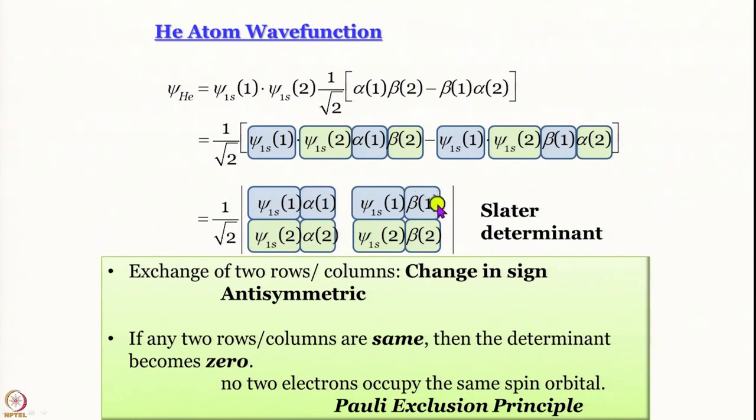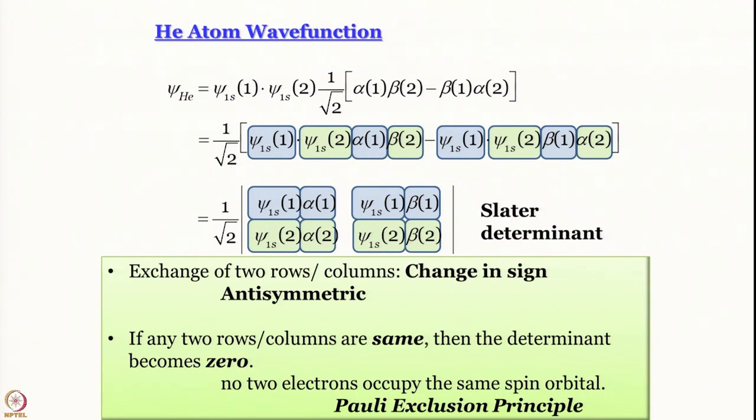of a Slater determinant. The good thing about Slater determinant is that if we just exchange 2 rows or columns, there is a change in sign, which implies that it is antisymmetric. And also, if any 2 rows or columns are the same, then the determinant is 0, which ensures that no 2 electrons can occupy the same spin orbital. It is as simple as that.